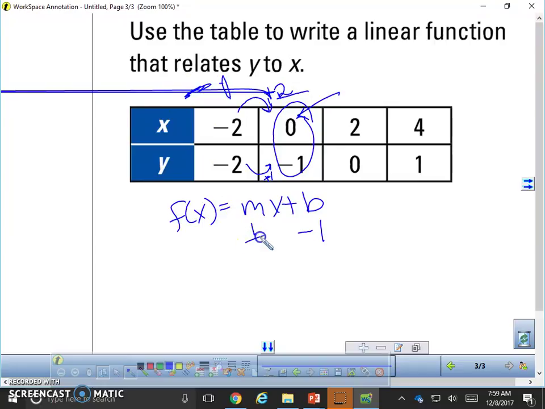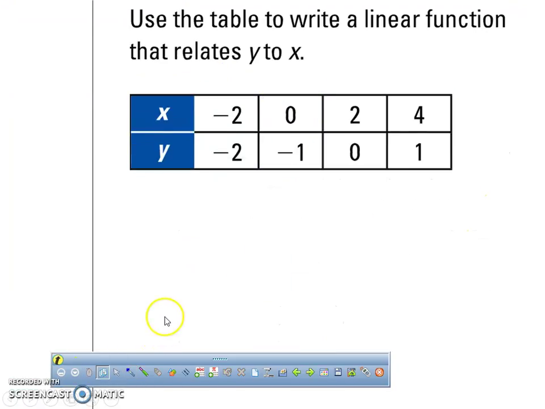Up 1, right 2, x, f of x equals positive 1 half x minus 1. If you can't do this with a table, you should graph it, and then you'll see what I'm talking about. Next example.